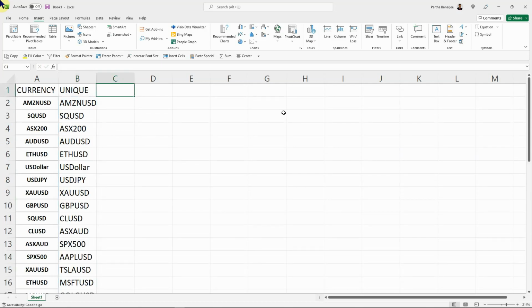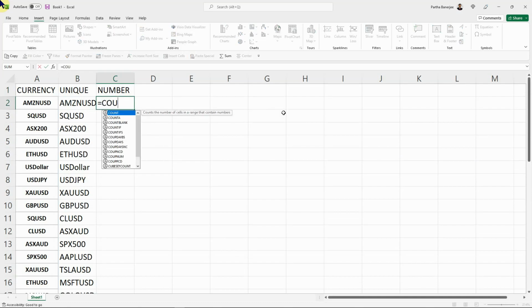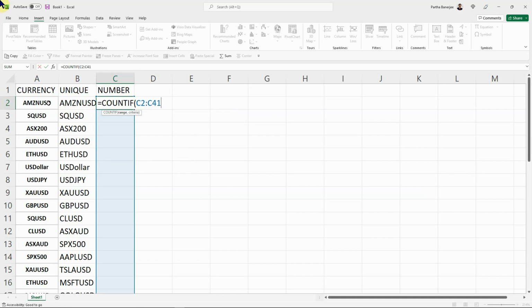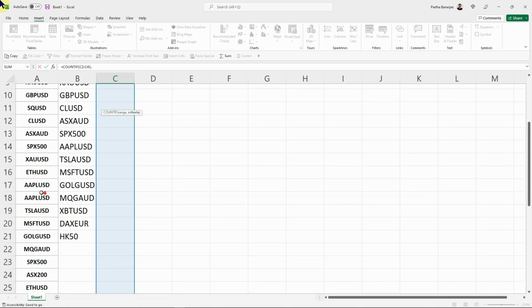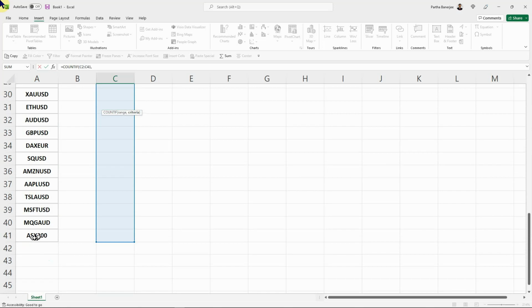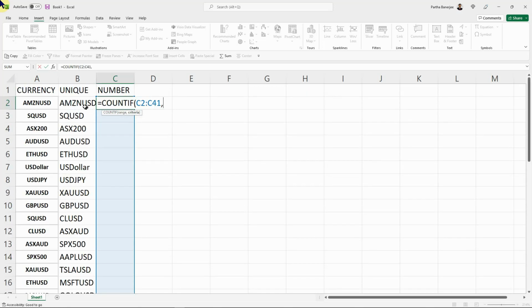Now if you want to know the number of repetitions, you do equal to again, countif. I'm not teaching Excel, but I like this one. Countif, this again 41, isn't it? C2 to C41. So we are counting from C2 to C41. How many times is Amazon USD there? So what I am doing, B2. The magic here is you need to put a hash. And then press enter. Then see the magic. Everything will be filled in.